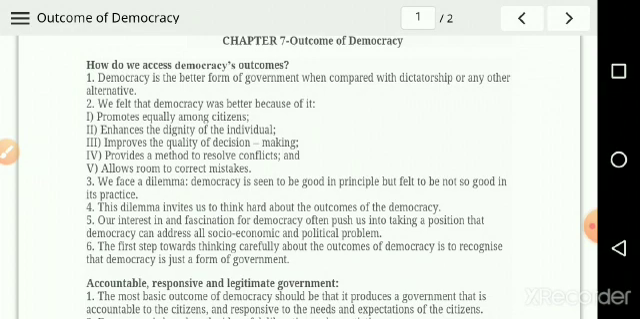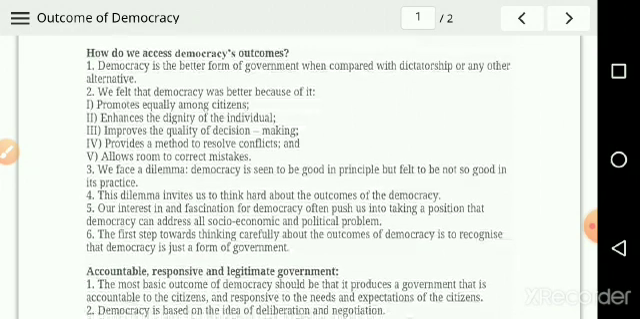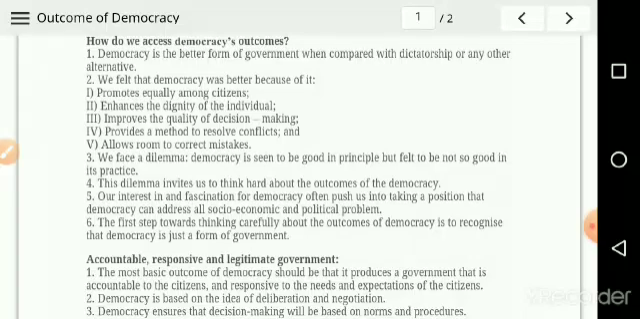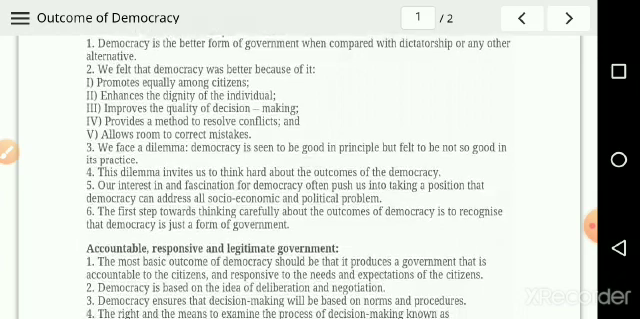And we felt democracy was better because of it. We can see 5 reasons why we are saying that democracy is a better one. First point, it promotes equality among citizens. We know democracy means equality among citizens; that is the base of democracy itself. Then it enhances the dignity of the individual. In democracy we are giving equality to the people, so we are ready to respect the person as he is.